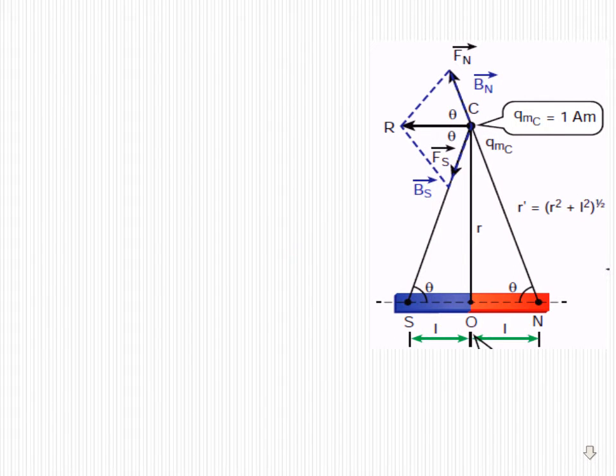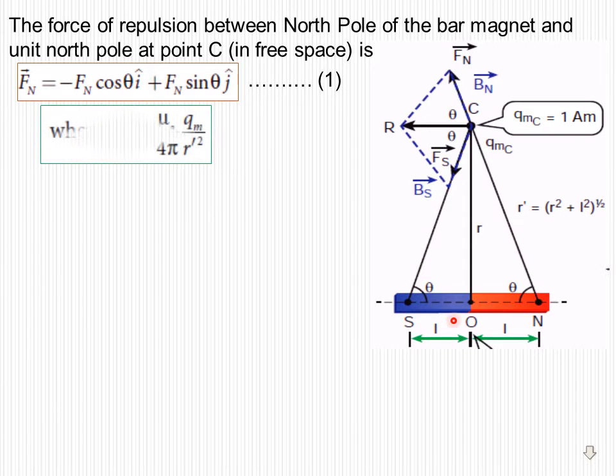Here we have a south pole and a north pole as magnetic dipoles and O as the midpoint. From this O, we have a point C which is along the perpendicular direction, and we can see two lines between them: from C to O it's r, and from S to C it is given by r dash, which is equal to (r square plus L square) the whole raised to 1 by 2.